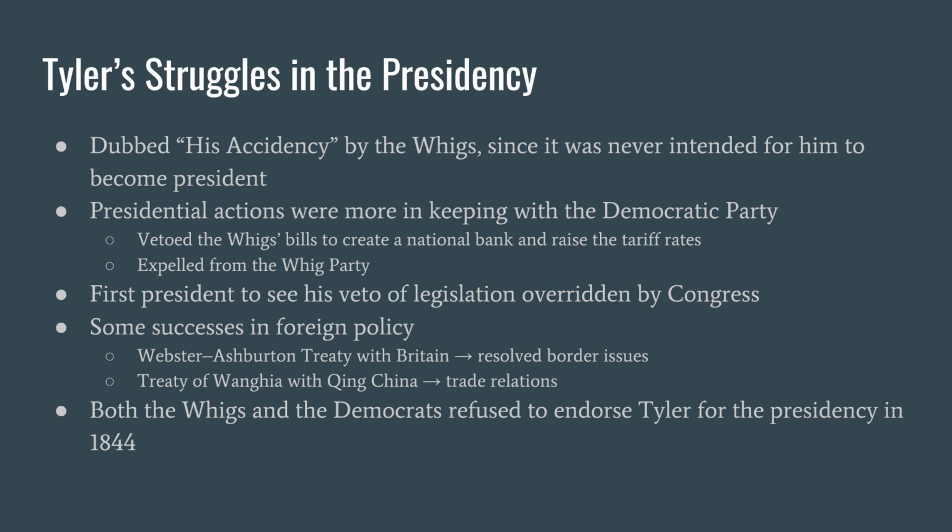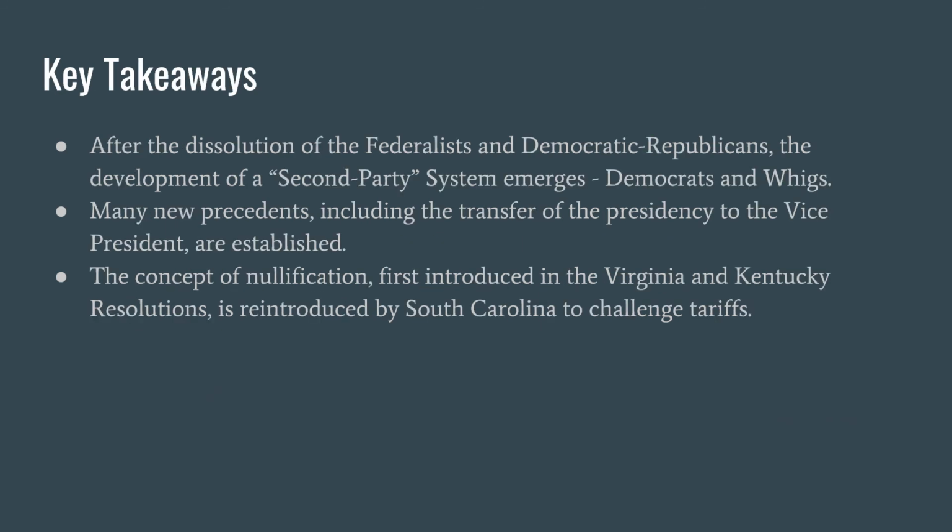So John Tyler had quite a few struggles as president, but he ends his presidency in 1844. So some key takeaways: we see that a second party system emerges after Federalists and Democrats die out. We see the Democrats and the Whigs really step into the role of a two-party system. We see that many new precedents are established, and this idea of nullification that was first introduced in the Virginia and Kentucky resolutions is reintroduced by South Carolina to challenge tariffs.